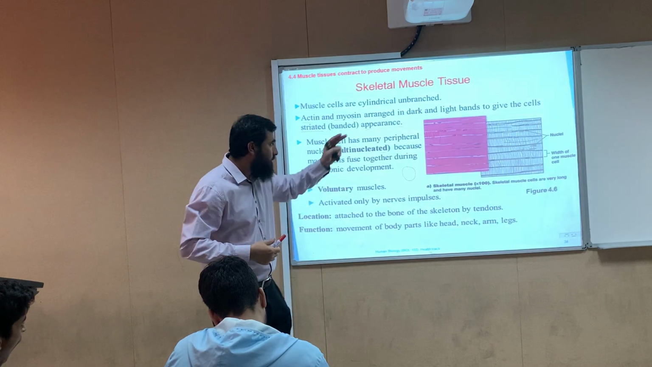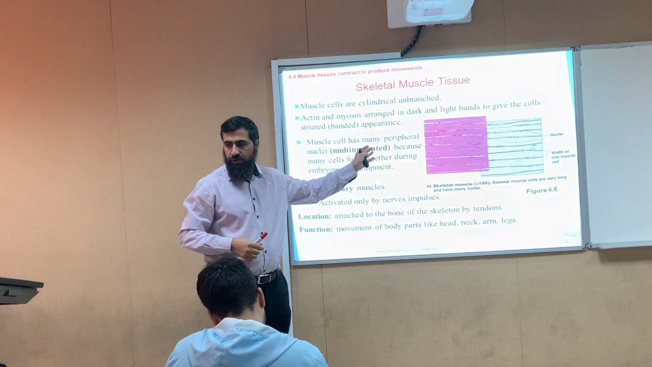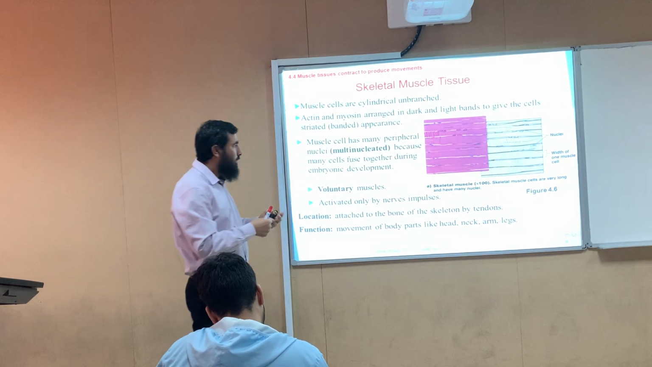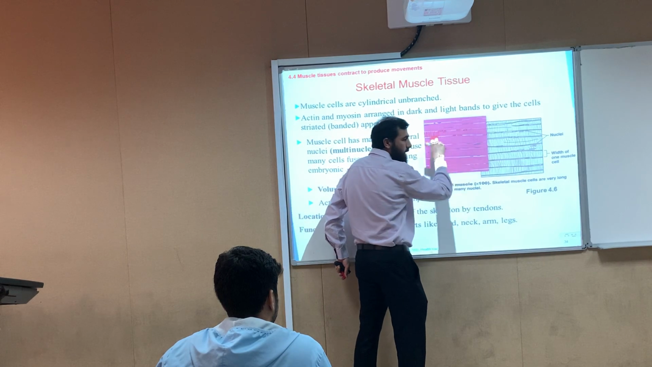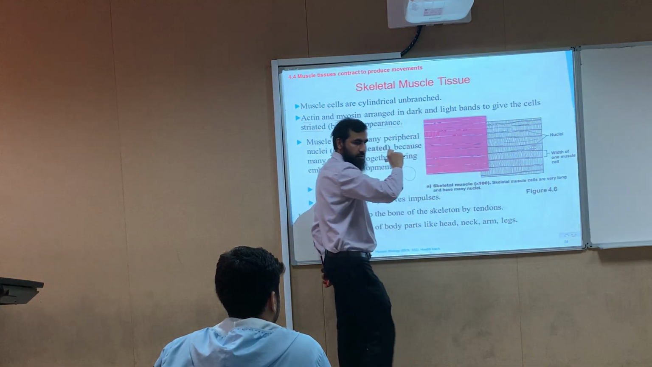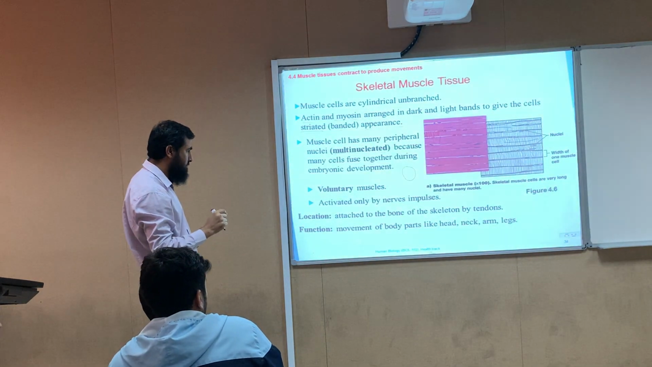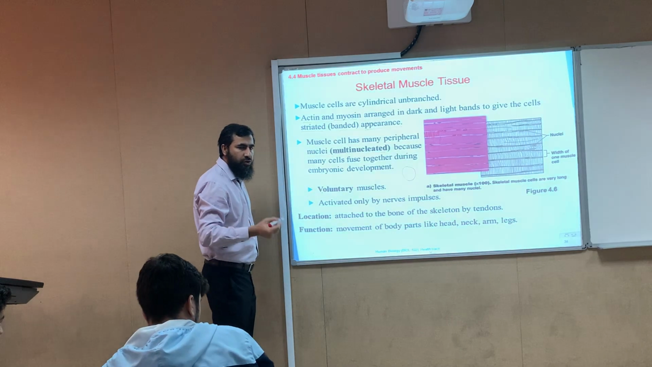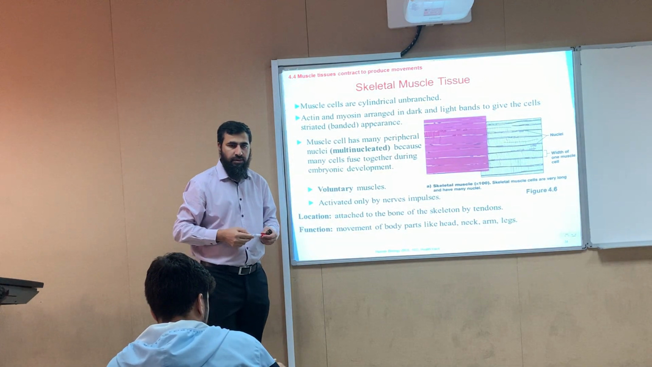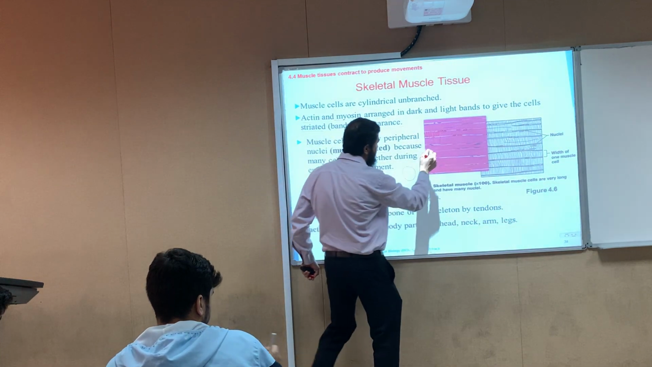If you see this sort of structure under the microscope, you would immediately know that it is skeletal muscle. So how do you identify it? One, with these striations. Two, multinucleated cylindrical cells. That's how you differentiate skeletal muscle from the other muscles. And as I mentioned, it's voluntary, which means you have control over it. Actin is dark, myosin is light.